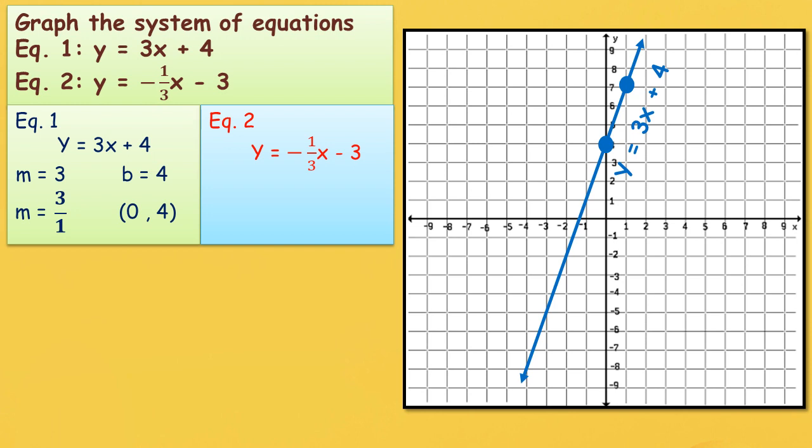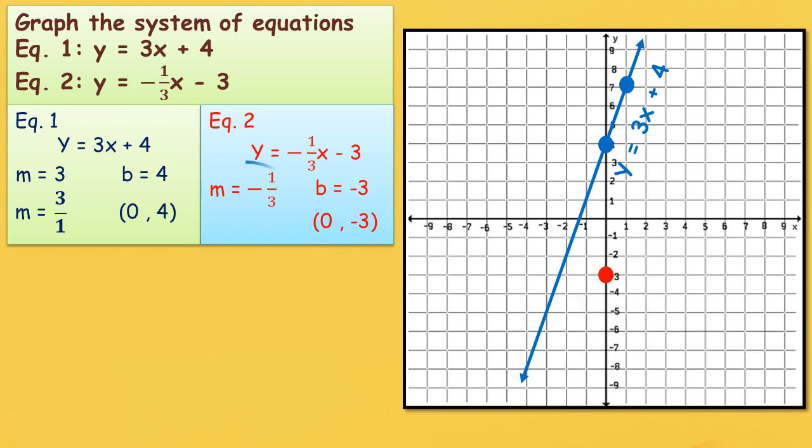Ang equation number 2 natin is y is equal to negative 1/3 x minus 3. Ang slope nito ay alam na kagad natin, which is negative 1/3. Meron ng rise and run. At ang y-intercept natin is negative 3. So, 0, negative 3. Unahin natin yung 0, negative 3. Let us plot 0, negative 3 sa ating Cartesian plane. At ito ang 0, negative 3.